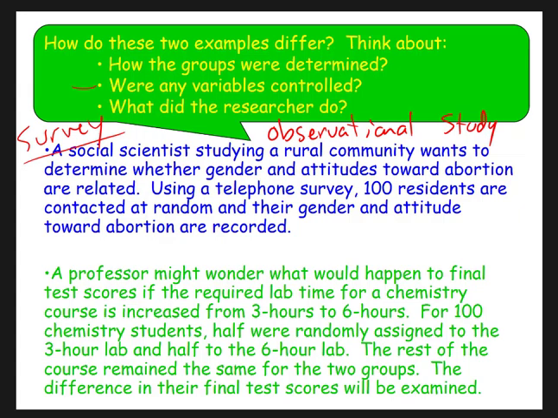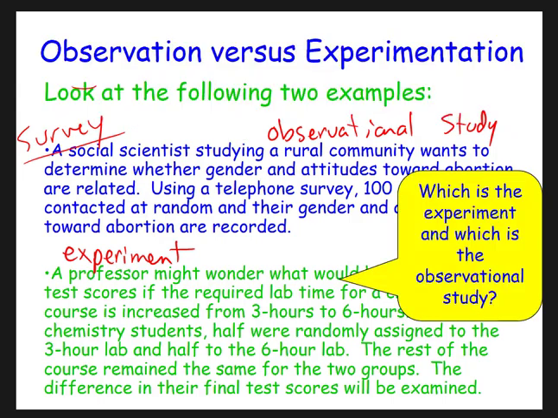In the second one, they actually did impose different amounts of lab time on each of the students. They kept everything else the same. They controlled the lecture, they controlled everything else, but they did impose different lab times on them. That makes this an experiment, because they did actually impose conditions on the subjects. So what did the researchers do? Well, they assigned them in the second example to those different groups. And in the first one, they just gathered the information that already existed. So which is the experiment and which is the observational study?